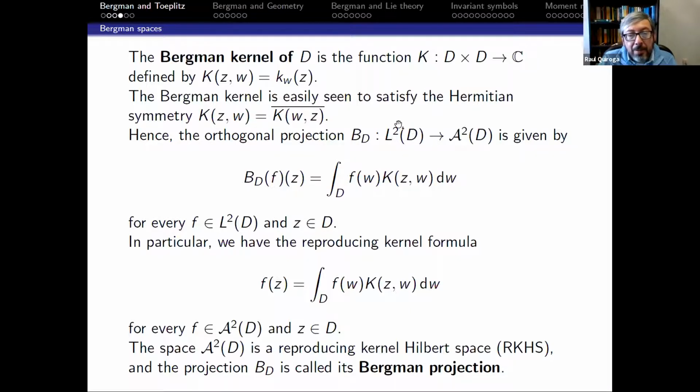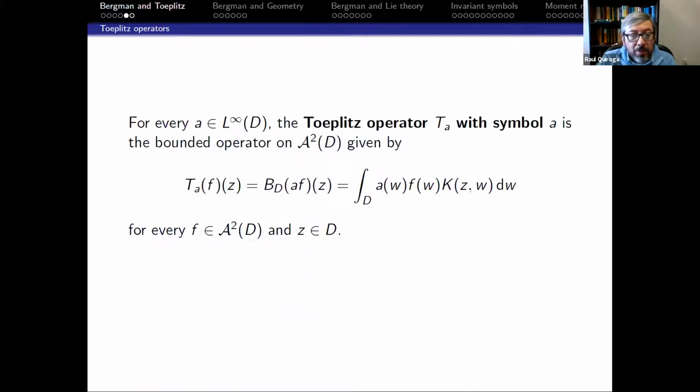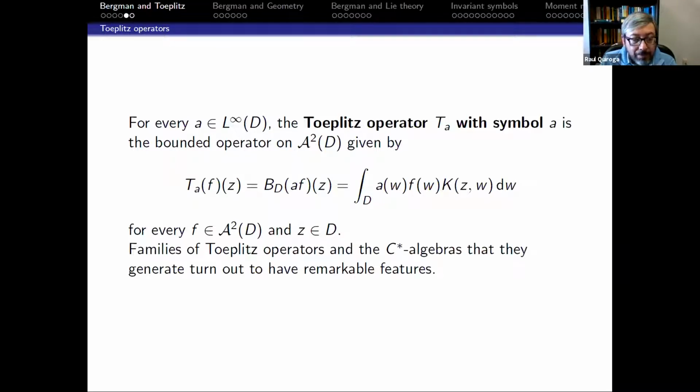You have a large Hilbert space, a subspace, which is actually nicer because of this property, and you can project some operators acting on L2 of D. That's how you get Toeplitz operators for essentially bounded symbol a. This is the definition of the Toeplitz operator. First multiply by the symbol and then project back to your Bergman space. So this is just the very basics of this theory.